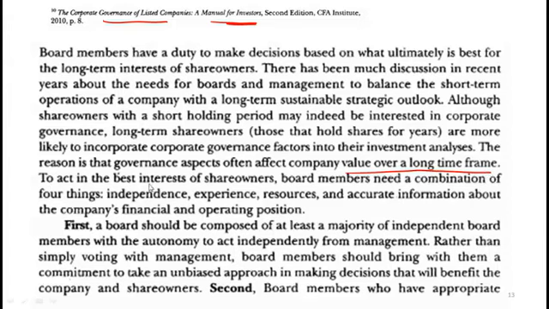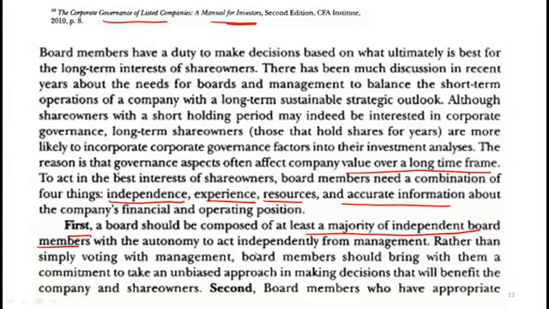To act in the best interest of shareholders, board members need a combination of four things, and this is critical: independence, experience, resources, and accurate information about the company's financial and operating position. So first, a board should be composed of at least a majority of independent board members. What do you think independent means? Yeah, apart from management, and there is more to it that we will get to, but at least at the first level you should know that they should be independent.